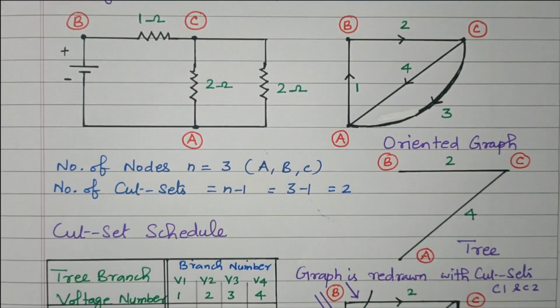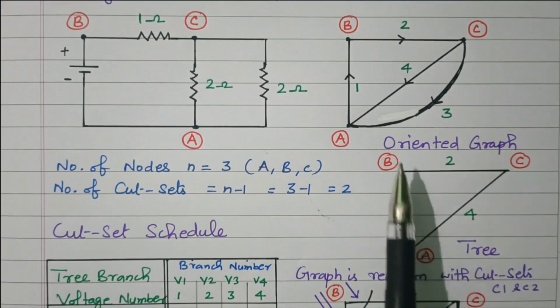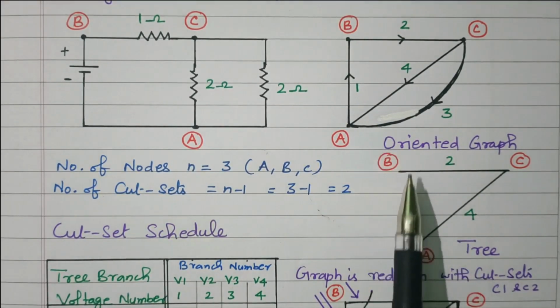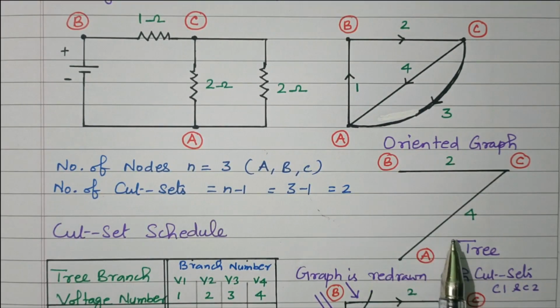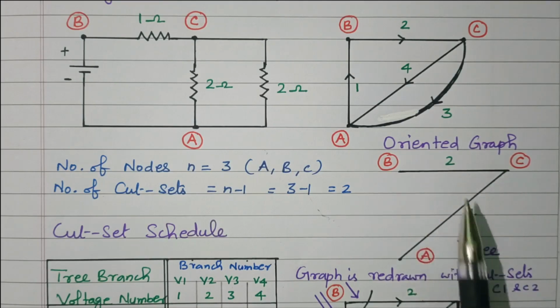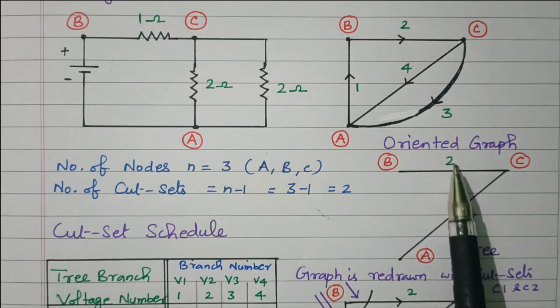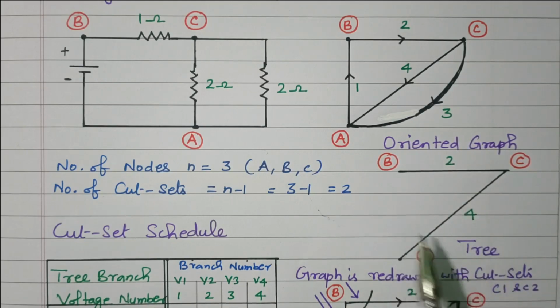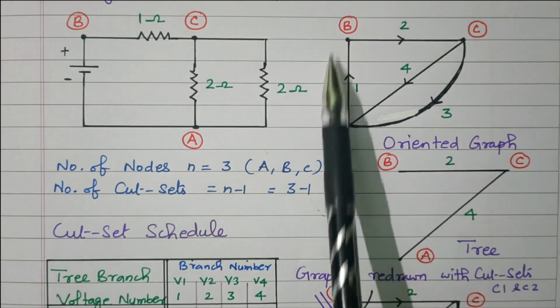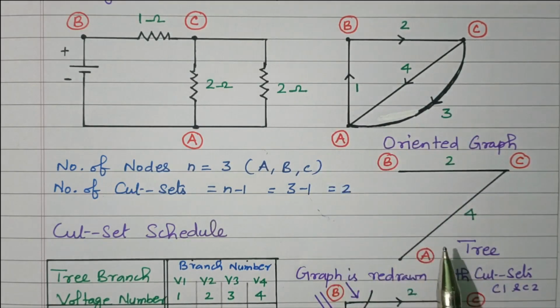First we need to draw the tree. Tree is nothing but a subgraph of the oriented graph having fewer branches. There are n number of trees we can draw. This is one of the trees covering the branches 2 and 4, with nodes A, B, C. Branches 1 and 3 are not covered.